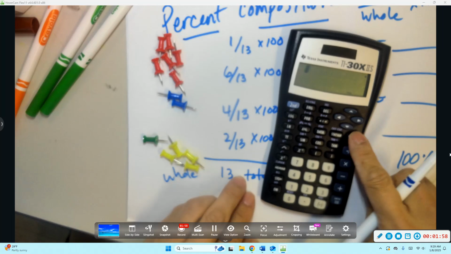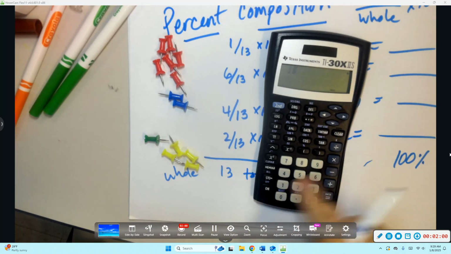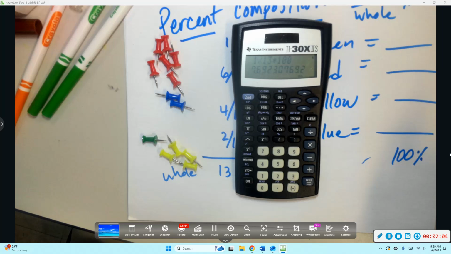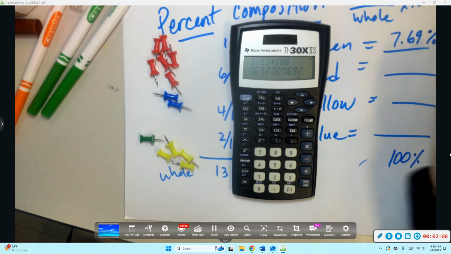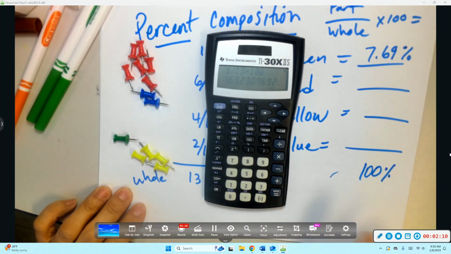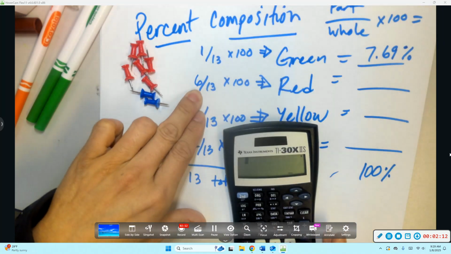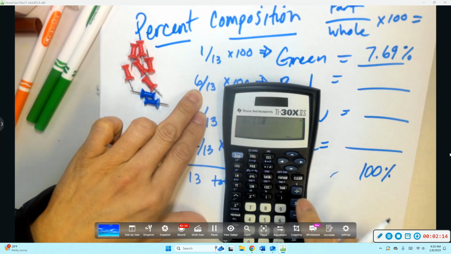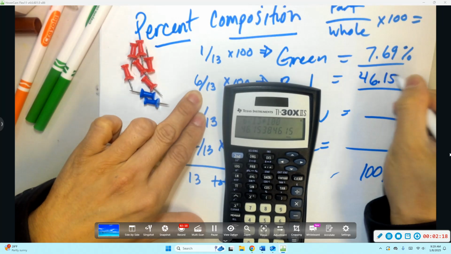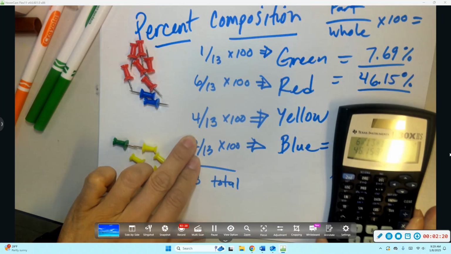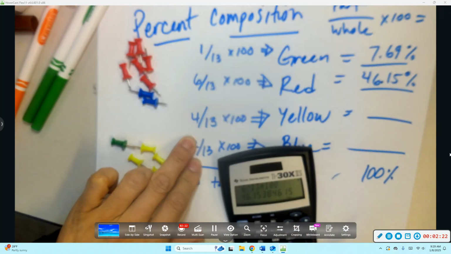Of course, 13 is an odd number, so you get a calculator, and 1 divided by 13 times 100, and you get 7.69. So yeah, keeping 2 decimal places is appropriate. 7.69%. Then red is 6, so 6 divided by 13 times 100, you'll get 46.15%.